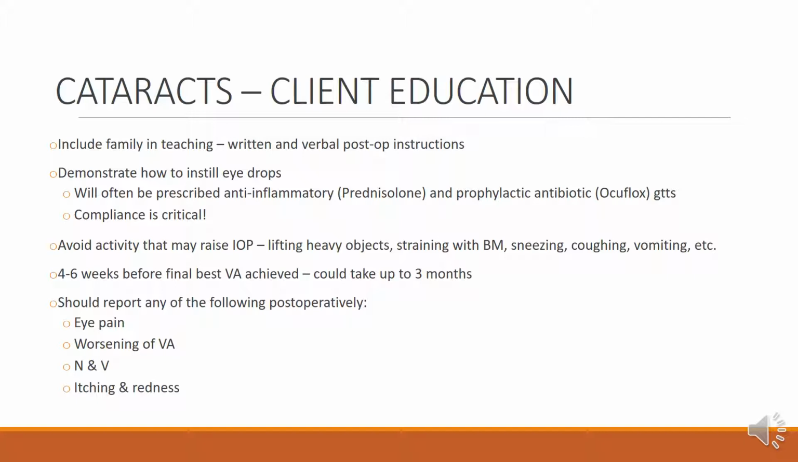Again, this is dealing with their vision. They need to make sure that they understand not only how to instill the eye drops, but also how often they need to be instilling them and how long they'll be on them, until the next surgery or until after they fully recover. This is why it's important to include the family in teaching.